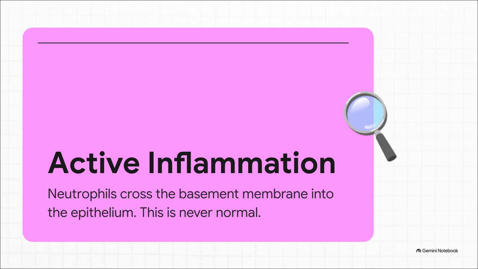There's also a specific modifier worth knowing: active inflammation. That specifically means neutrophils have actually crossed the basement membrane and are sitting directly inside the epithelium itself. I really want to emphasize this. That is never normal, anywhere in the GI tract.